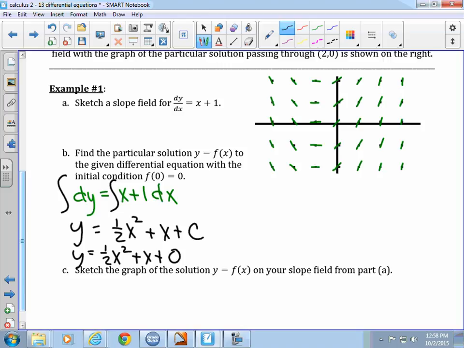Part C says sketch the particular solution on the graph. I actually would not have had to find it to sketch it. I could draft it up as a parabola, find the vertex, or whatever you wanted to do there. But I'm just going to sketch it from the slope field. I know it goes through the point (0, 0), so that is this point right here, right?